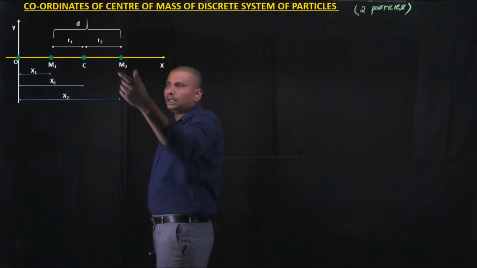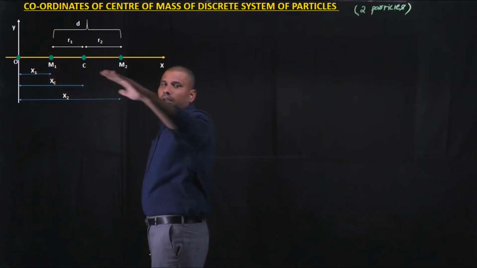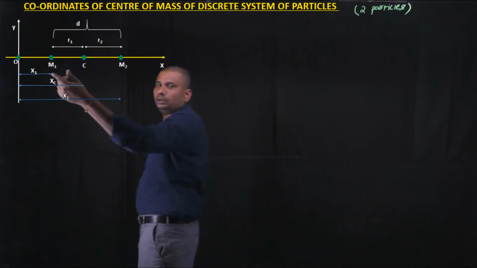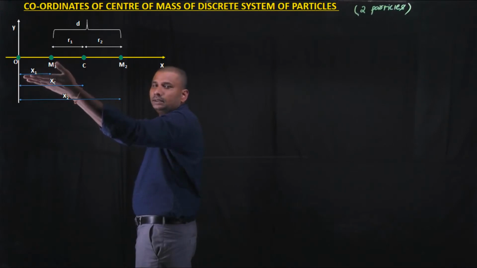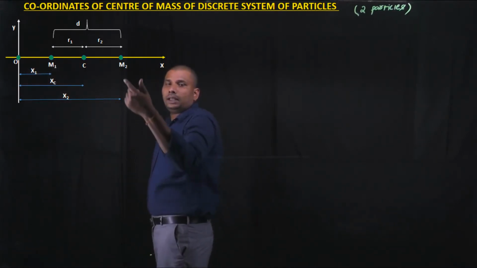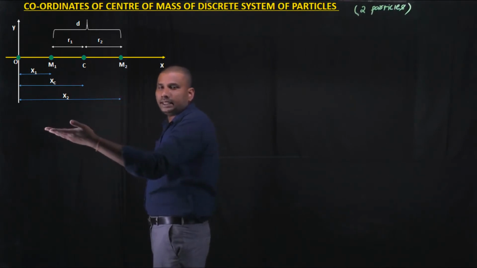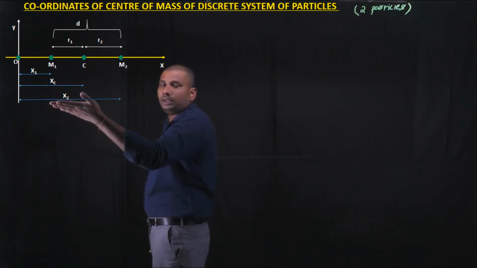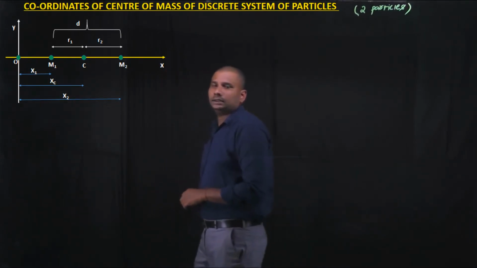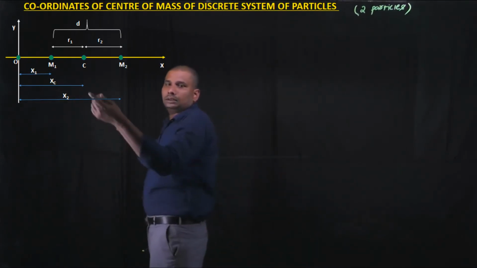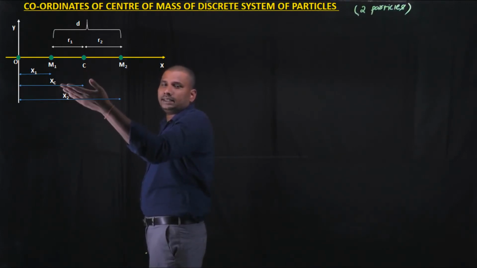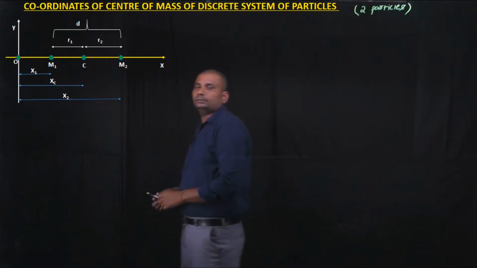These two particles are lying on the x-axis. The first particle of mass m1 is at a distance x1 from the origin, and the second particle of mass m2 is at a distance x2 from the origin. For those two particles, let us consider the center of mass C. It is at a distance xc from the origin.